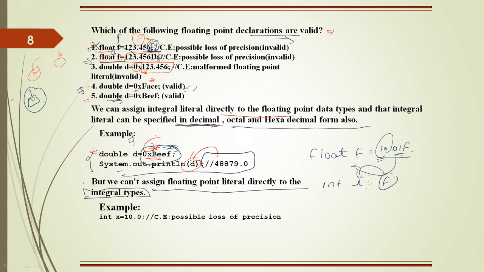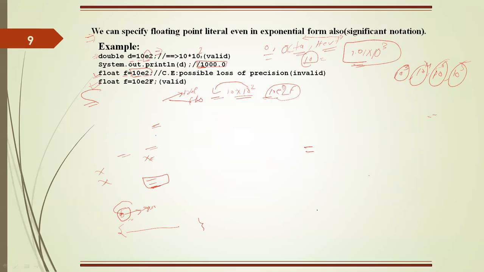It will not work. So when data is lost, which error is coming? Loss of precision. Data is being lost, so it will give an error. This is the A2.